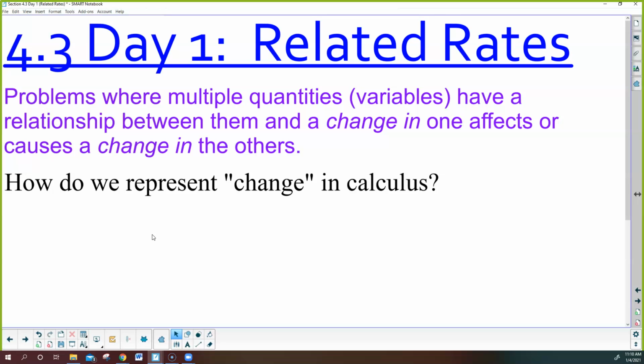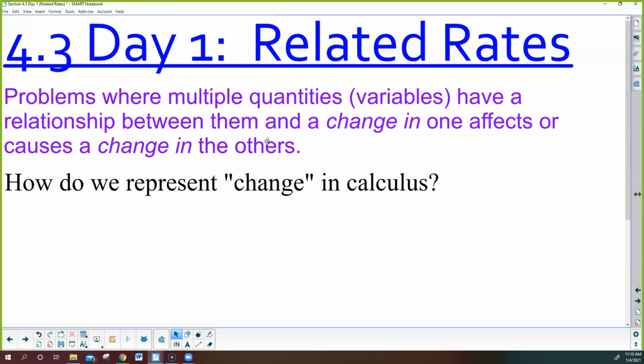4.3 day one, related rates. Related rates are problems where multiple quantities, which when we say multiple quantities, we're really referring to the variables, have a relationship between them, and the change in one variable affects the change or is the cause in the change of the others. And we're going to explore a lot of different types of problems.